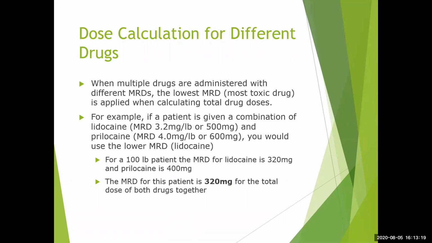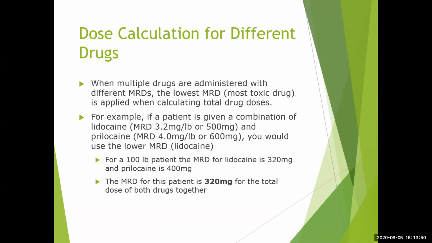So if we have a patient that is given a combination of lidocaine and prilocaine, for instance, the MRD for lidocaine is 3.2 milligrams per pound, or a maximum of 500 milligrams, and the MRD for prilocaine is 4.0 milligrams per pound or 600 milligrams total. You're going to use the lower MRD always, and in this case, it's lidocaine. You always want to give your patient the lesser amount, otherwise you risk overdosing them.